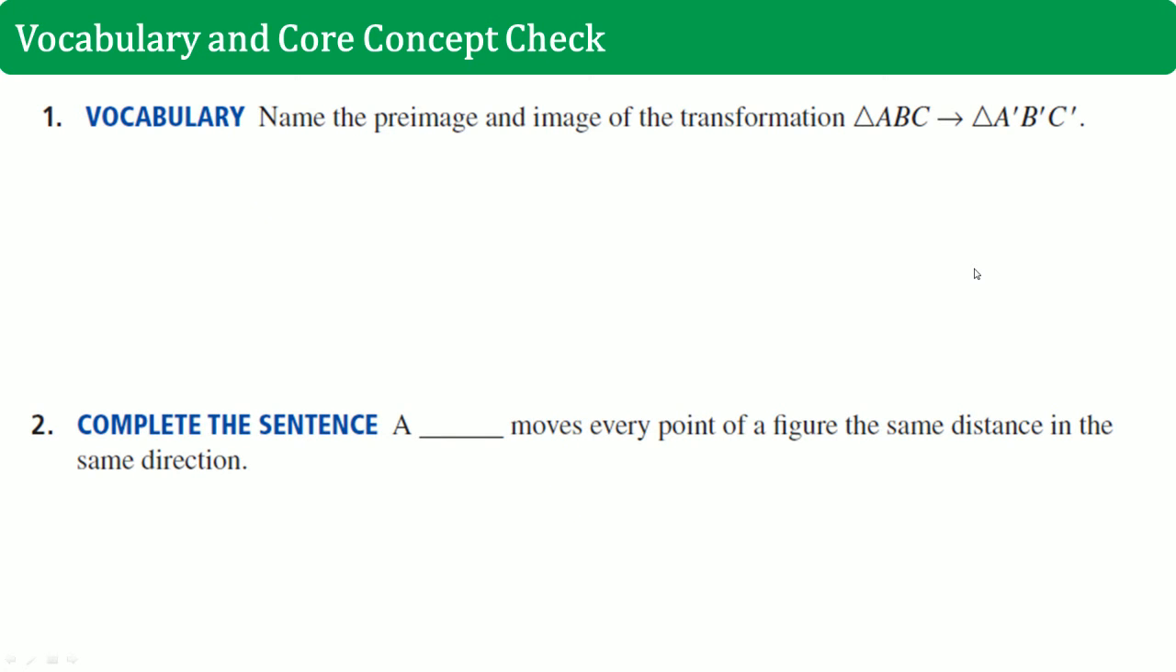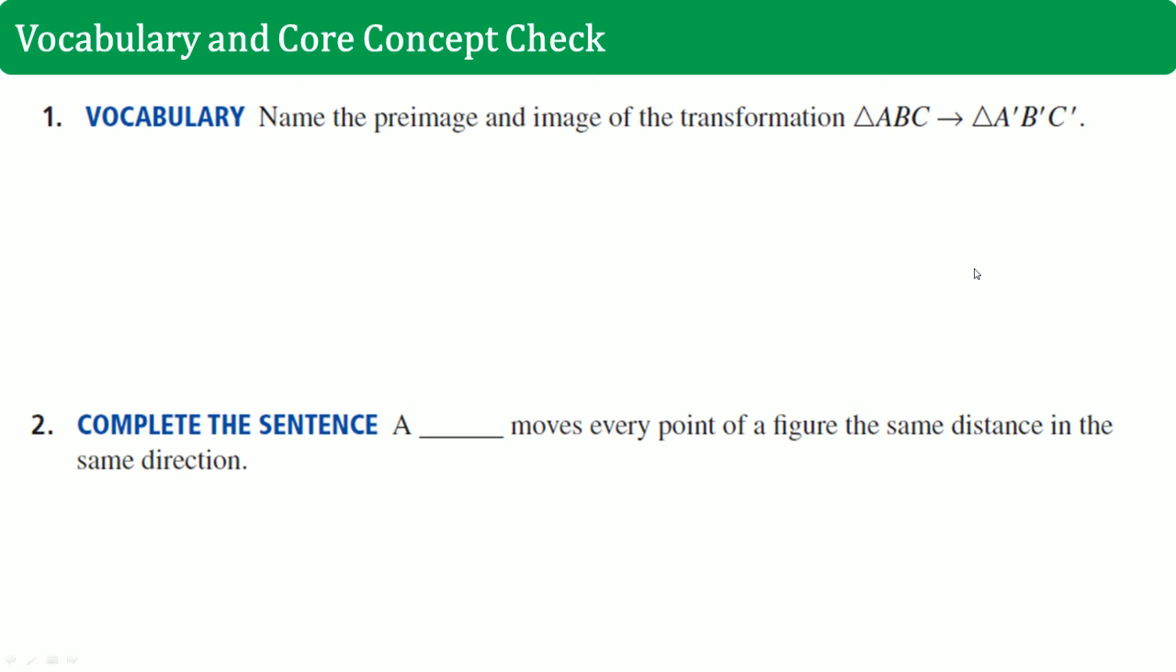So you're going to now do your vocab and core concept check. 1. Vocab. Name the preimage and image of the transformation. Triangle ABC goes to triangle A prime, B prime, and C prime. Number 2, you're going to complete the sentence. A blank moves every point of a figure the same distance in the same direction. Pause the video and try.